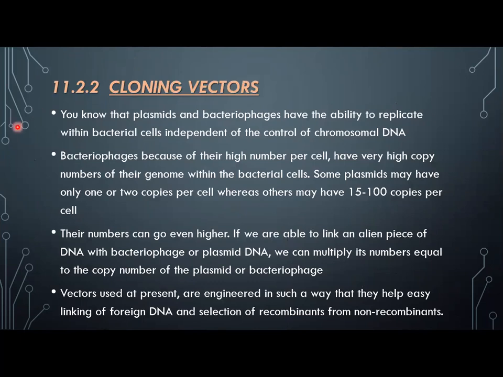Cloning vectors. You know that plasmids and bacteriophages have the ability to replicate within bacterial cells independent of the control of chromosomal DNA. Bacteriophages, because of their high number per cell, have very high copy numbers of their genome. Within bacterial cells, some plasmids may have only 1 or 2 copies per cell, whereas others may have 15 to 100 copies per cell. Their numbers can go even higher. If we are able to link an alien piece of DNA with bacteriophage or plasmid DNA, we can multiply its number equal to the copy number of the plasmid or bacteriophage.